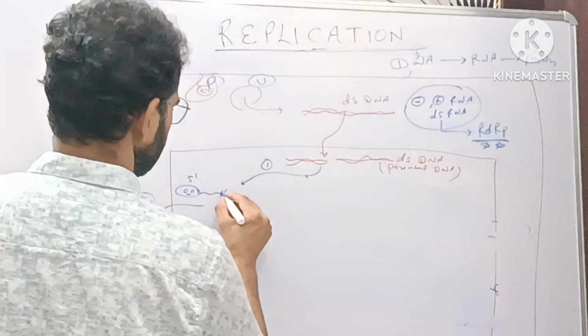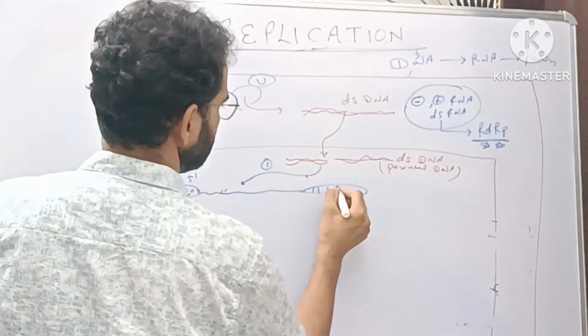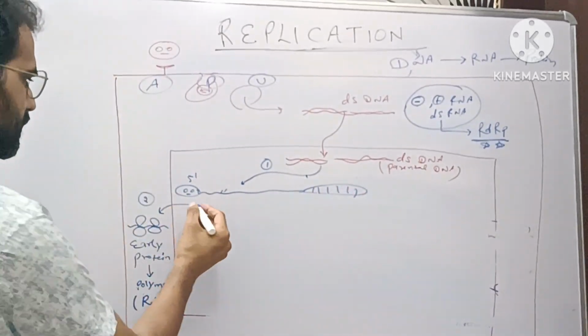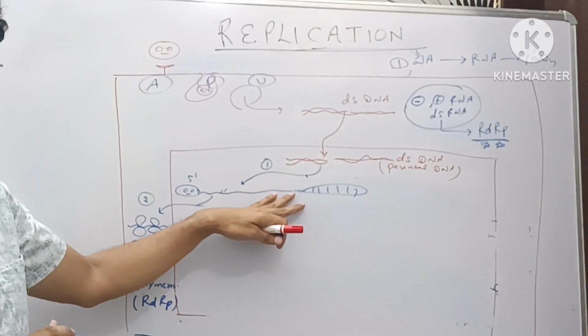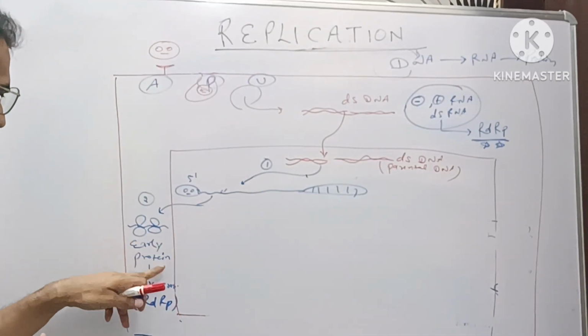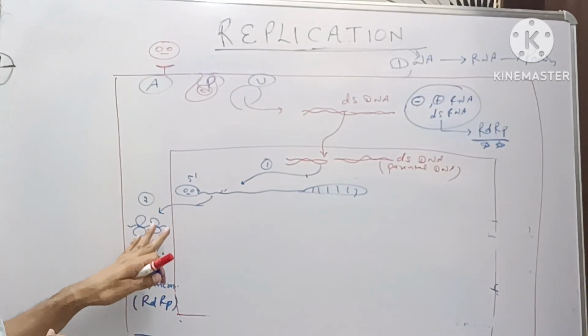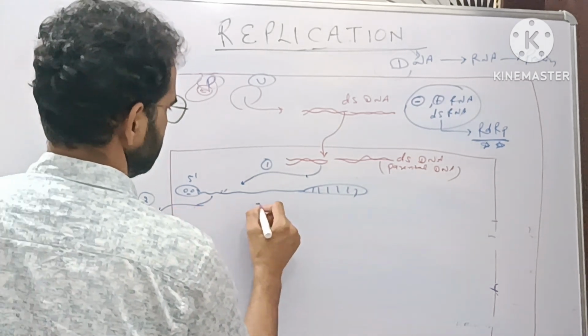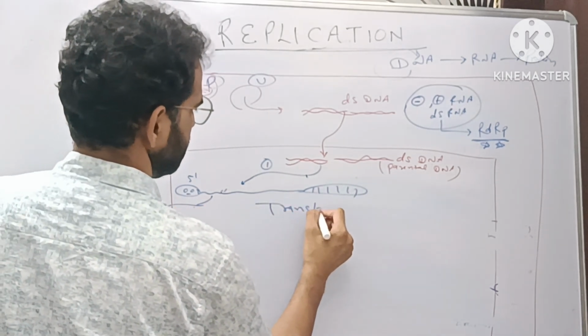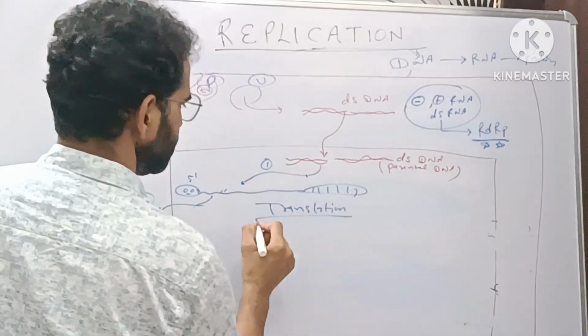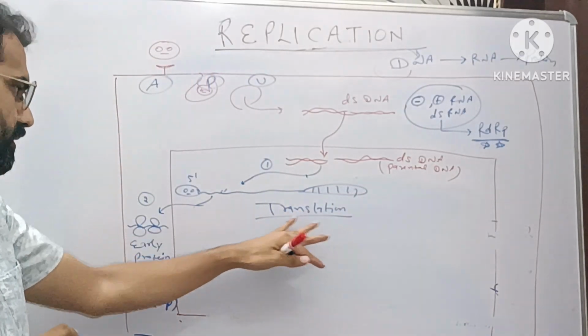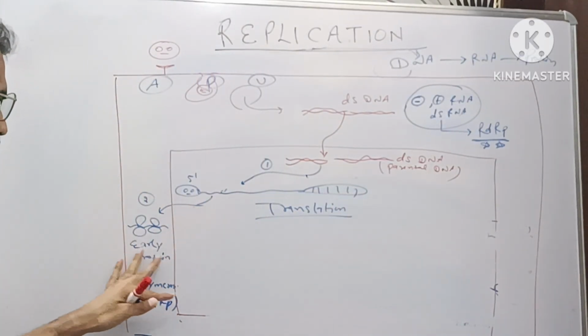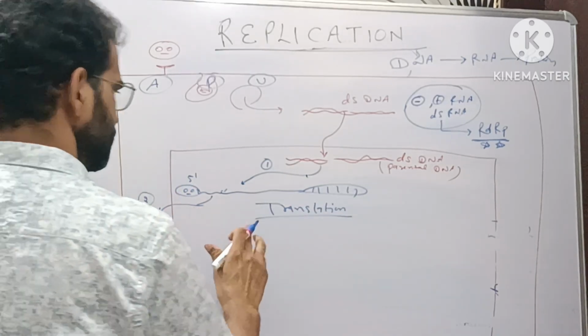So we discussed transcription. Then what is protein synthesis? This process is known as translation. Translation starts from the messenger RNA and its interaction with the ribosome.